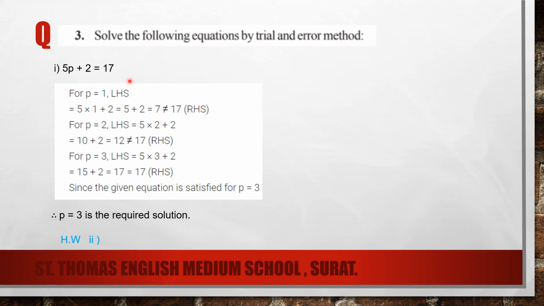So here the value of the variable p is not given. You have to take different values for p and substitute until you get LHS and RHS equal. You have to continue, and once you get LHS and RHS equal, you can stop and say that that value is the required solution. So this method is called trial and error method. Now, question number 2, you can do it as homework.